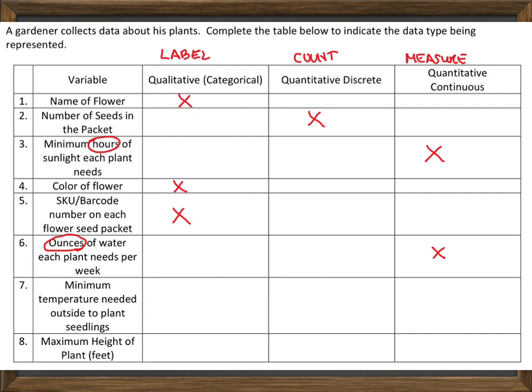All right, minimum temperature needed outside. So temperature, if we are looking at temperature, it's a measurement. Remember, we measure temperature, we don't count it. And lastly, the maximum height of the plant. Again, height would be a measure. Okay, so that is the first 8 questions.